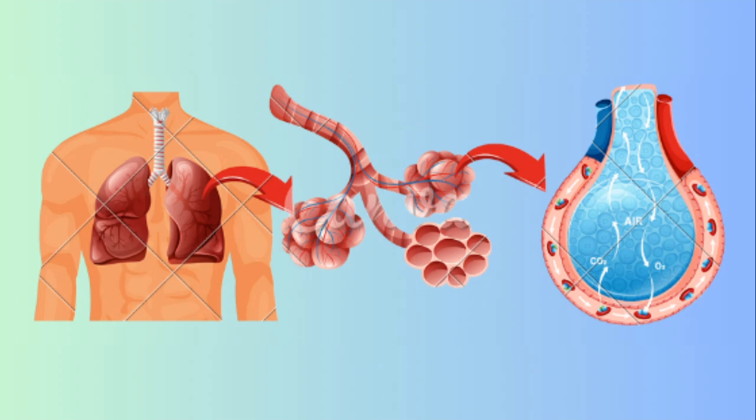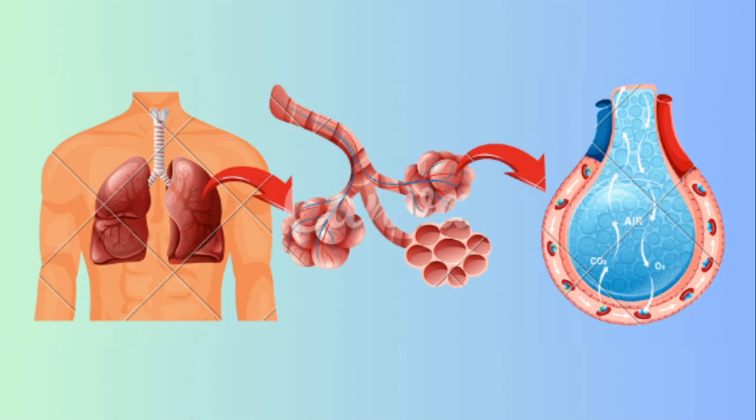See this. Okay, we have these lungs. Inside the lungs we have alveoli. Alveoli are the site of gaseous exchange, right? Through the process of diffusion this happens. So in each alveolus there are numerous capillaries surrounding it.